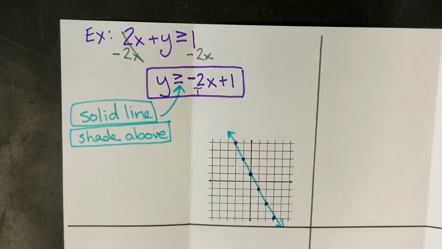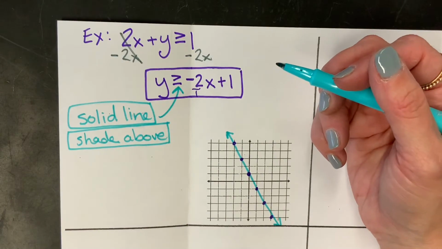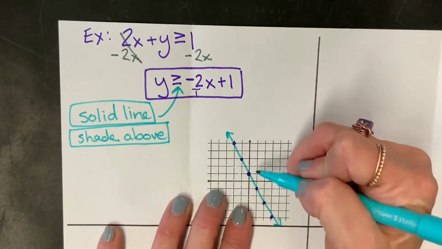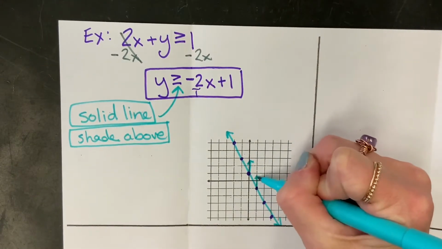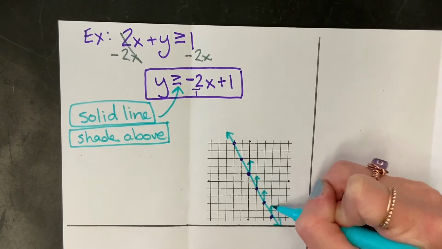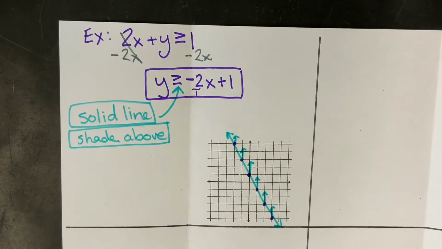What I would recommend, because sometimes it's hard to see above or below, and I don't want you to think left or right: think shade above or shade below. Go to some points on the graph and draw lines up or down on the vertical line. So shading above is going to tell me shade up. So you have to shade that whole half plane.